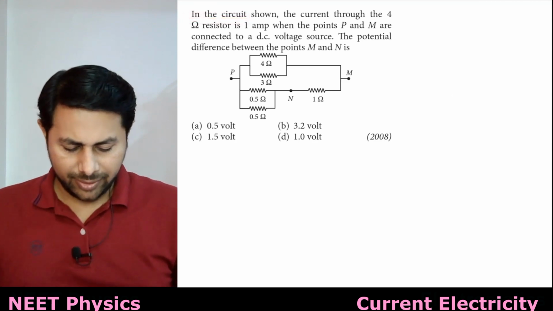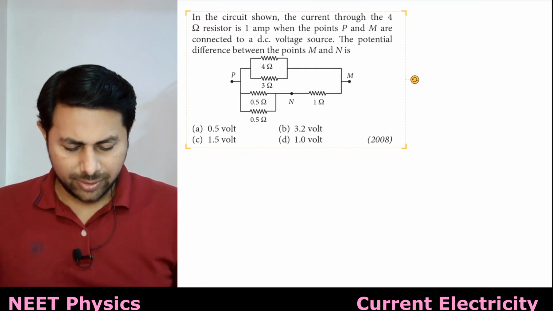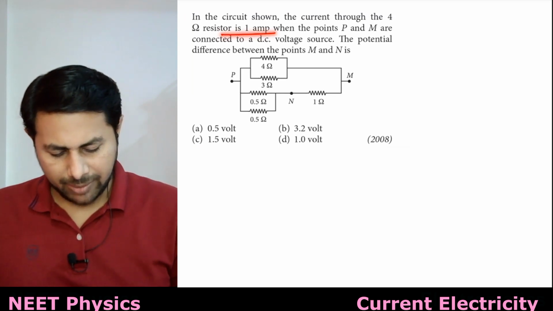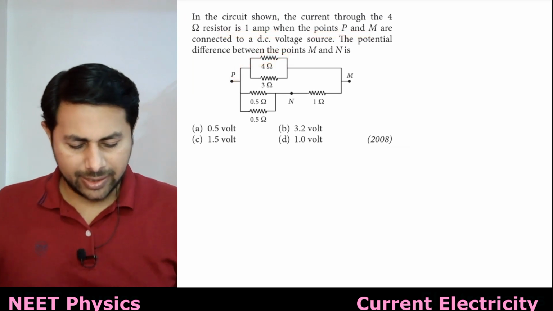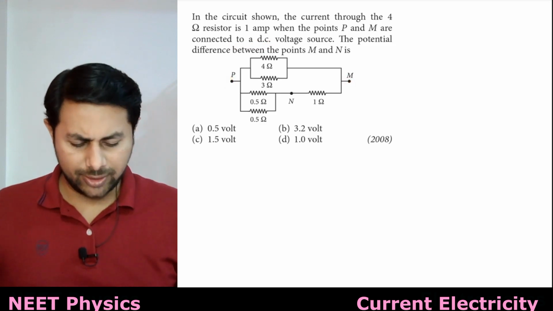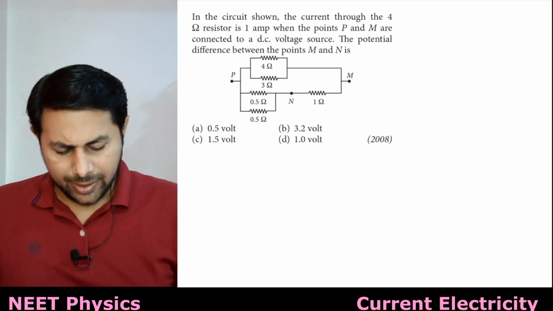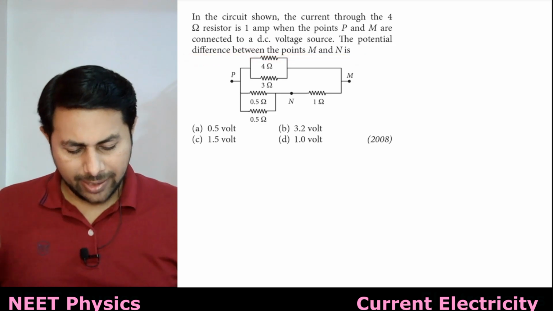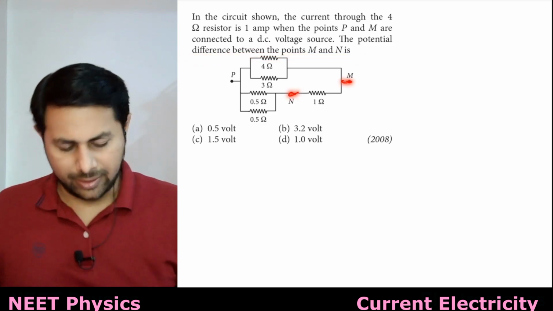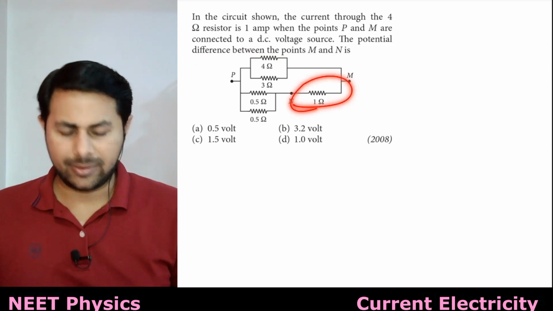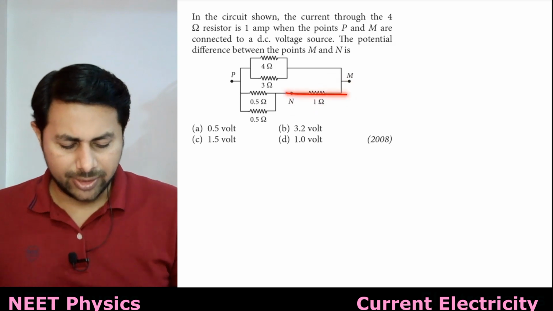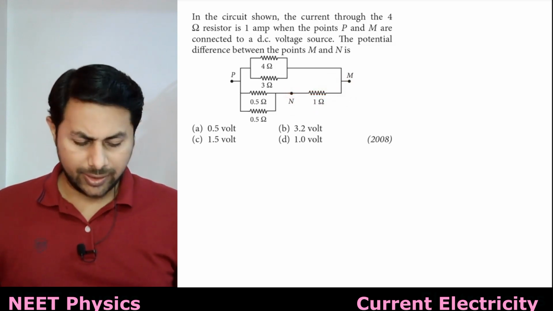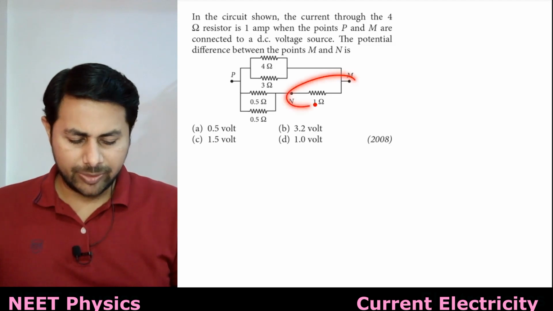In a circuit shown, current through 4 ohm resistor is 1 ampere, current through this one is 1 ampere. When points P and M are connected to a DC voltage source, then what's the potential difference between points M and N? Okay, so for that we'll need to find out what's the current through this one. Once we find the current, then we can find out potential difference between M and N.